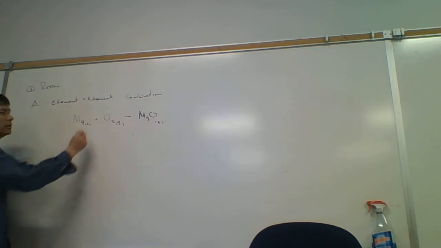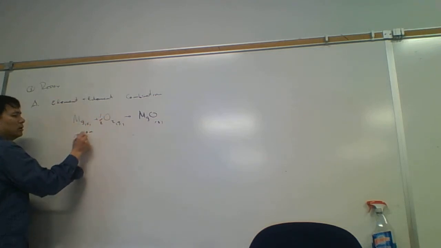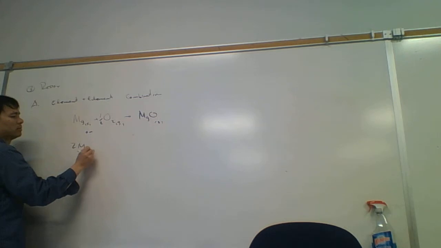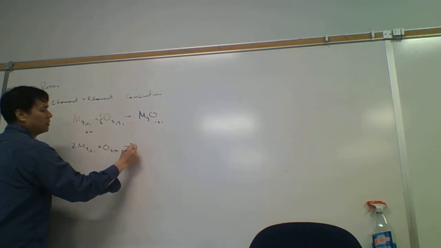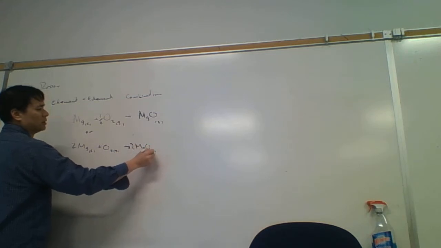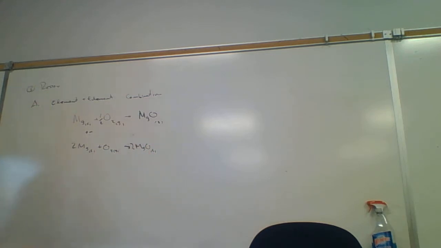To balance this, I'll either put 1/2 here, or 2 magnesium solids plus an O2 gas yields 2 MgO solids. This is the reaction we did in the lab. Remember when we took the strip of magnesium and burnt it in air? This is it. Let's try another one.